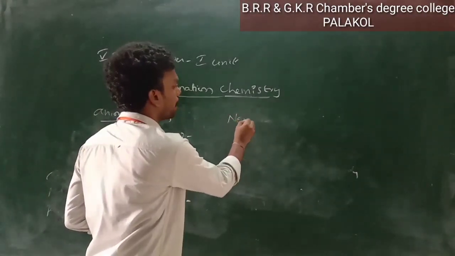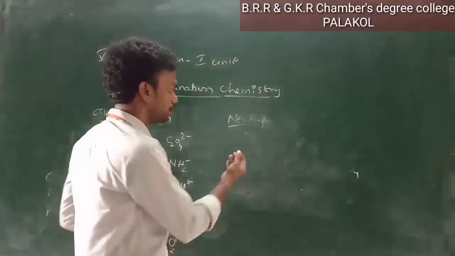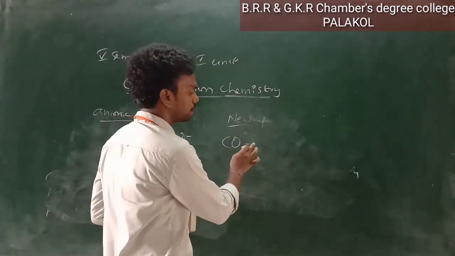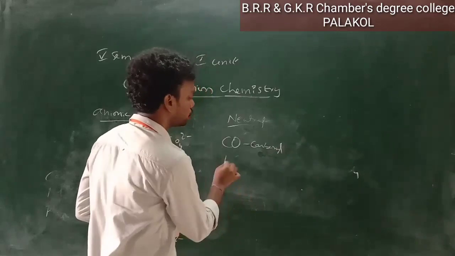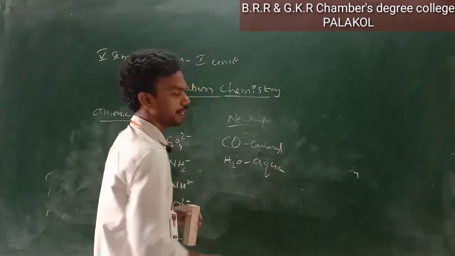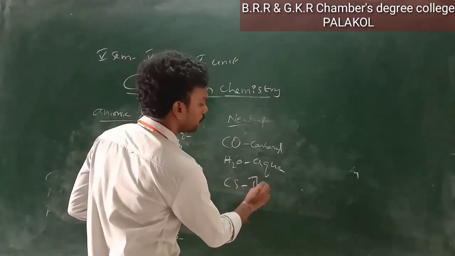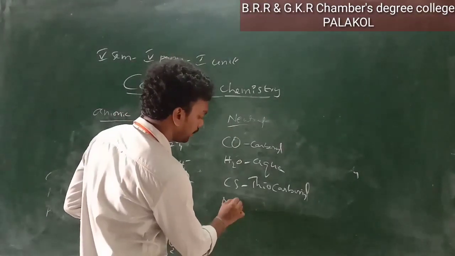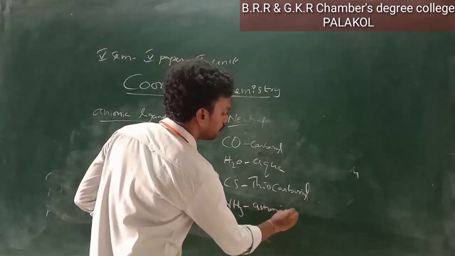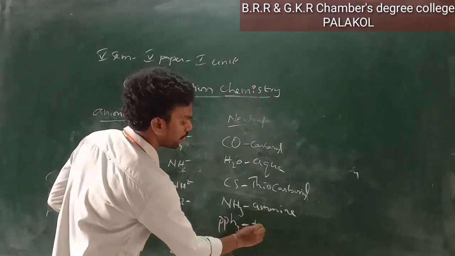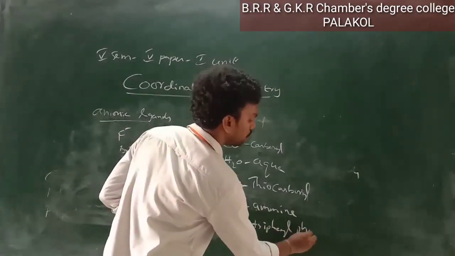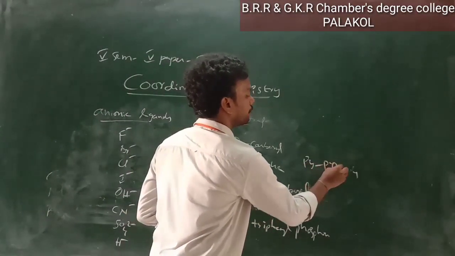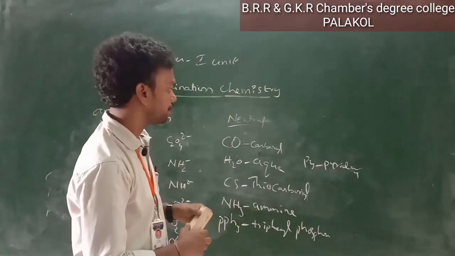Next, neutral ligands. If you do not have any charge over the molecule, for example CO, that is neutral. This is carbonyl. So carbonyl; H2O, aqua, right? And CS, thiocarbonyl; NH3, ammine; PPh3, triphenylphosphine; py, pyridine. Okay, right. So there are some neutral ligands.